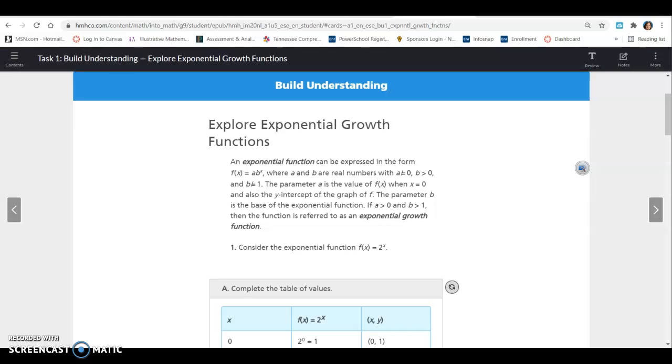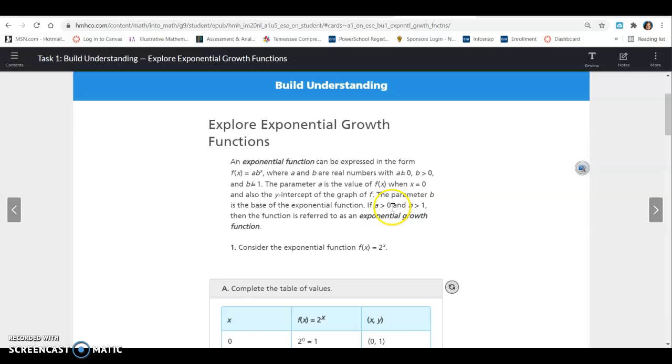An exponential function can be expressed in the form f of x equals ab to the x power, where a and b are real numbers, with a not equal to 0, b greater than 0, and b not equal to 1. The parameter a is the value of f of x when x equals 0, and also the y-intercept. So a is the y-intercept, okay? All right, the parameter b is the base of the exponential function.